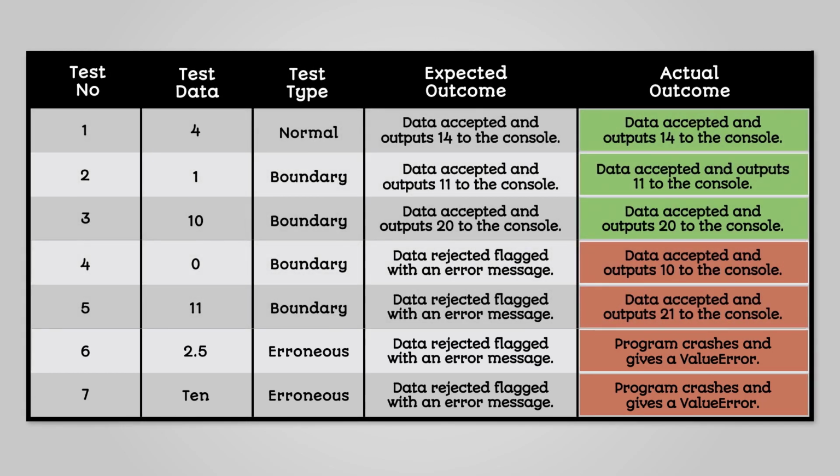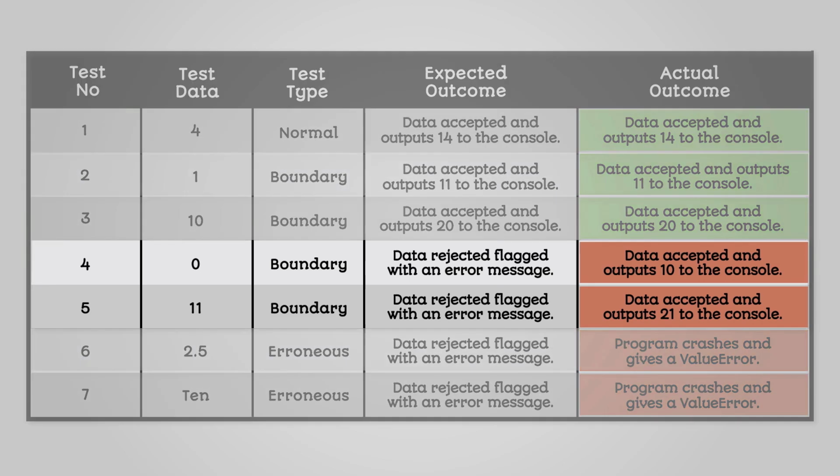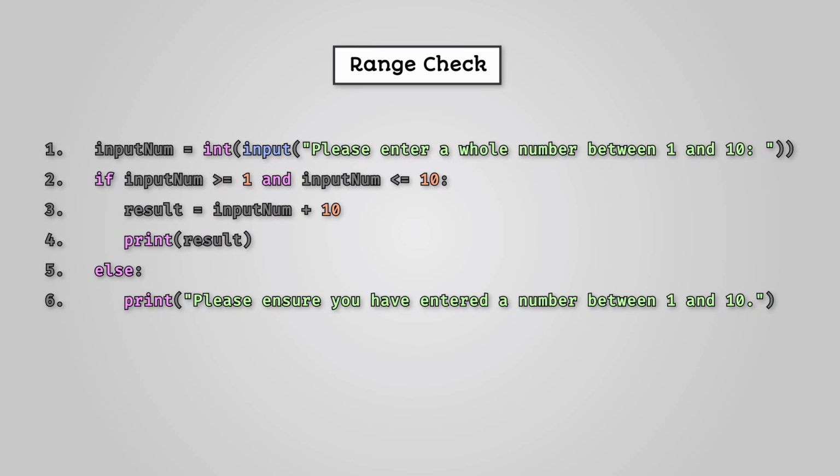We can of course see that our program has failed at handling four of our tests correctly. At this point we need to refine our program to make it more robust and free of errors. Let's consider the first issue with our program. It is accepting data outside the acceptable boundaries. To improve our algorithm, we need to ensure that it will not allow the user to input a number smaller than 1 or larger than 10. You might remember that this is called a range check. We can implement a range check as follows. That resolves our program accepting numbers outside of the boundaries of what is acceptable.